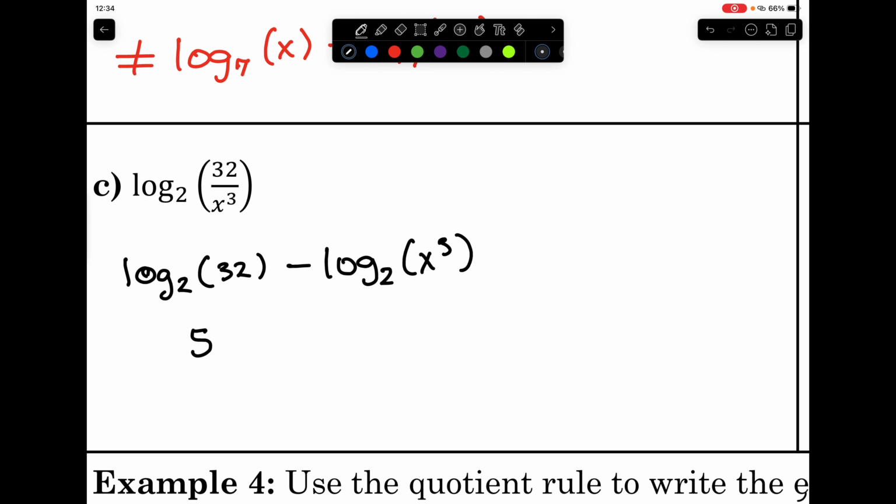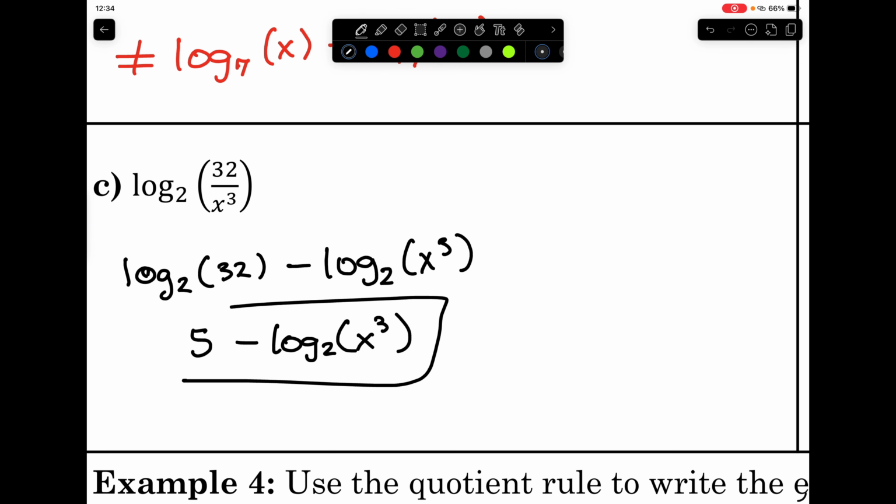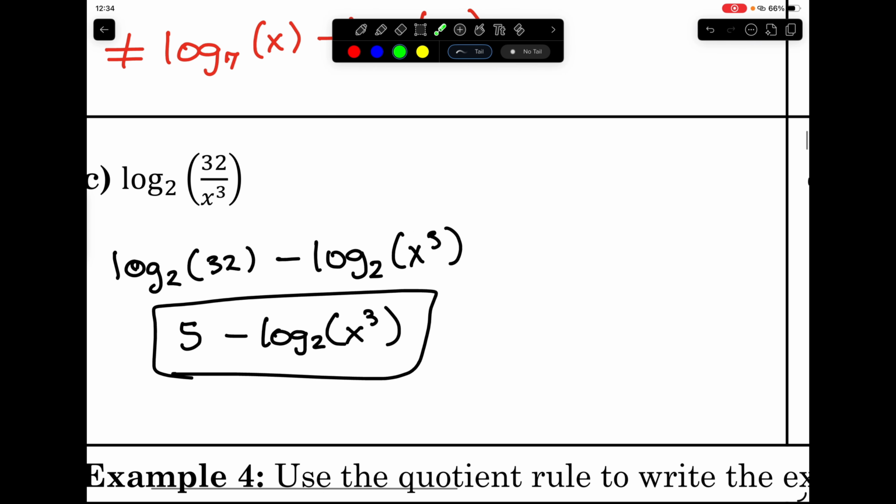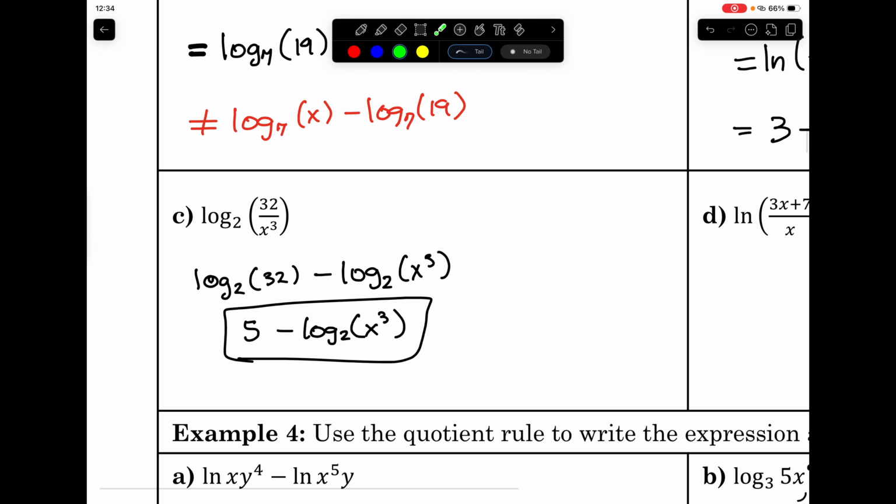So this can be simplified to 5 minus log base 2 of x to the third power. So this is your condensed form, which is doing two things. It's reflecting the graph of log base 2 of x to the third power upside down, and then shifting it up 5 because it's positive. So it gives us a good transformation instead of trying to figure out what that is going to do to the graph.